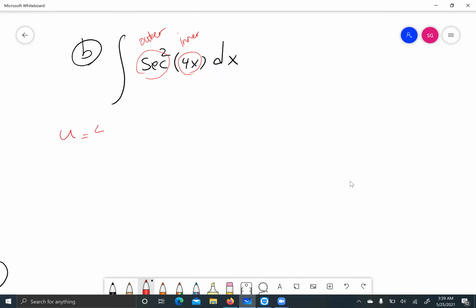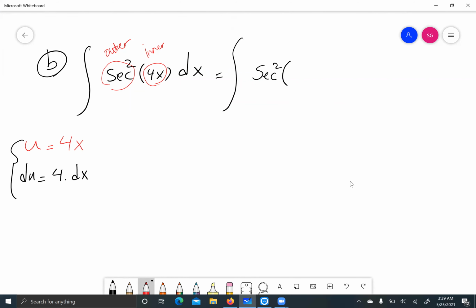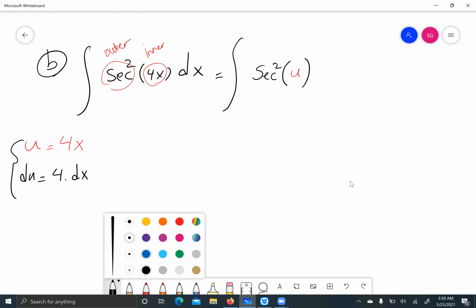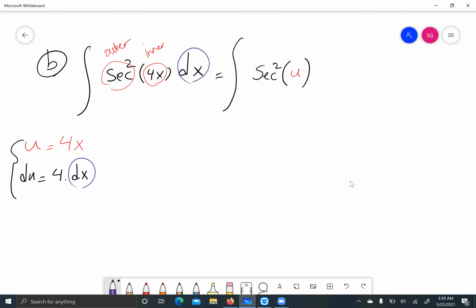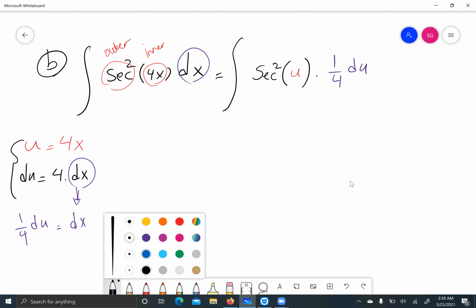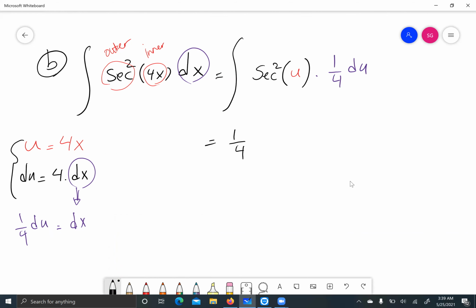So take u to be the inner function, and then take the derivative. The derivative of u is 4 times the derivative of x. Then express everything in terms of u. So this is going to be secant square of u. And then we need to express dx in terms of u. dx is going to be 1/4 du. If you divide both sides by 4, it gives you 1/4 du. Now we have an integral that is entirely in terms of the variable u.